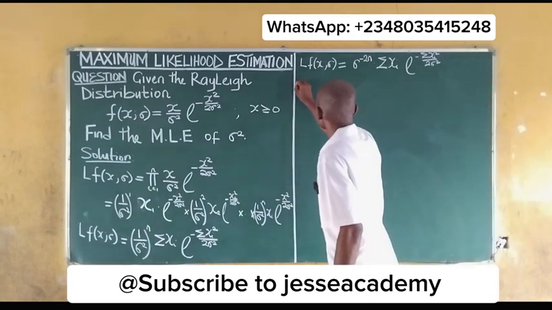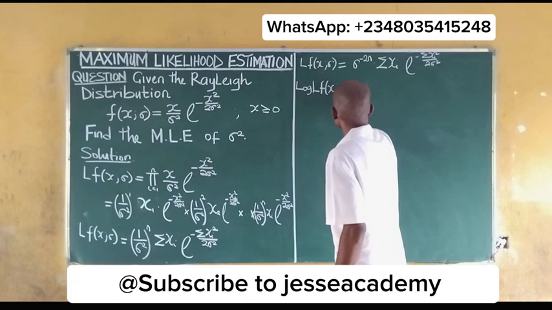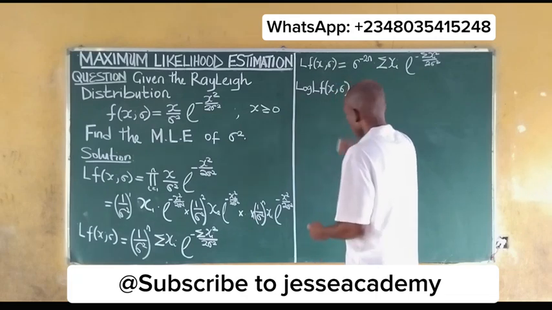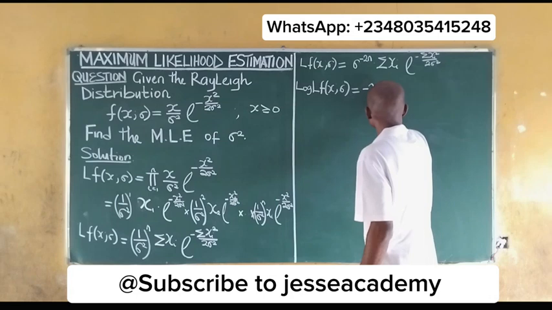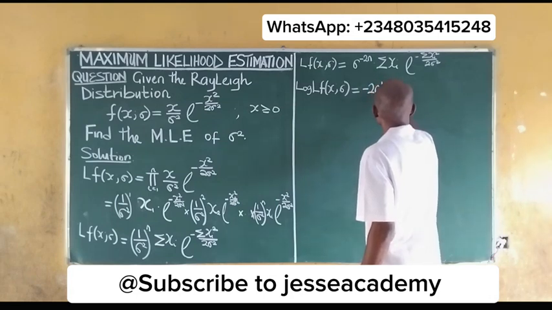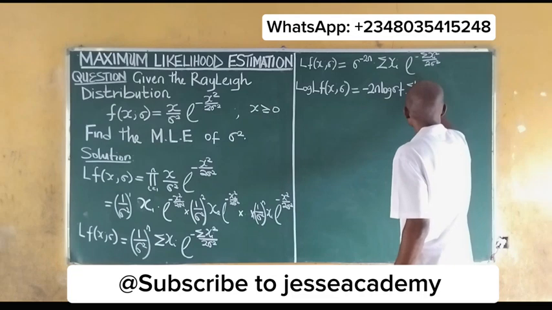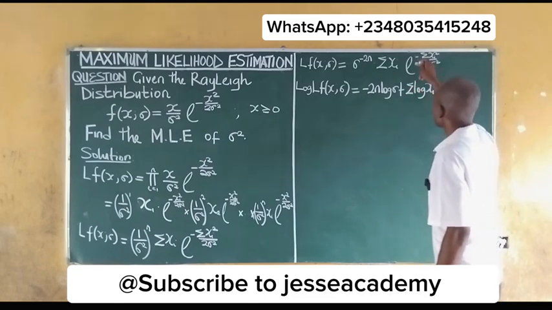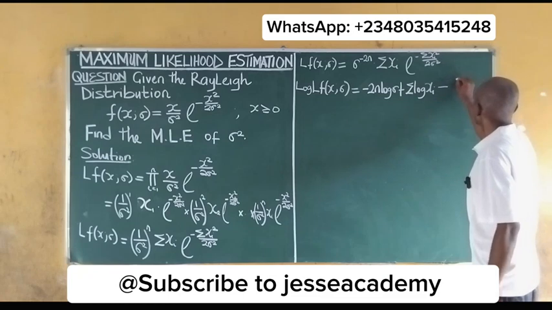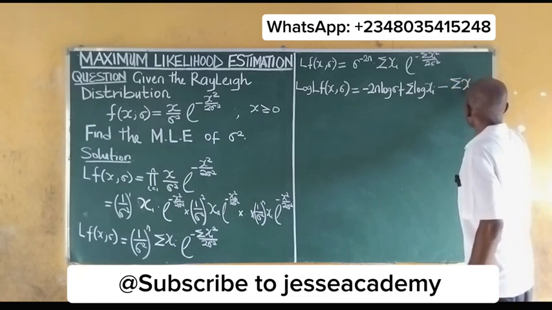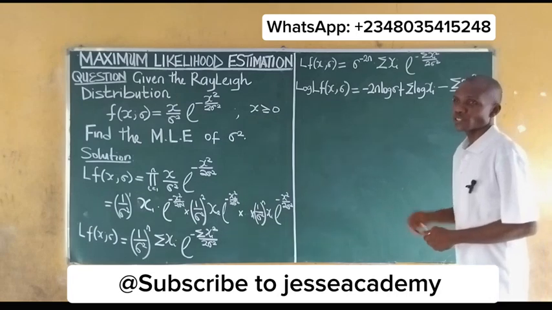So taking the log, we get log L of x, sigma to be equal to negative 2n log sigma plus summation of log xi. If you take the log of an exponential, you get that same thing. So we have negative summation of xi squared all over 2 sigma squared. So this is what we get.